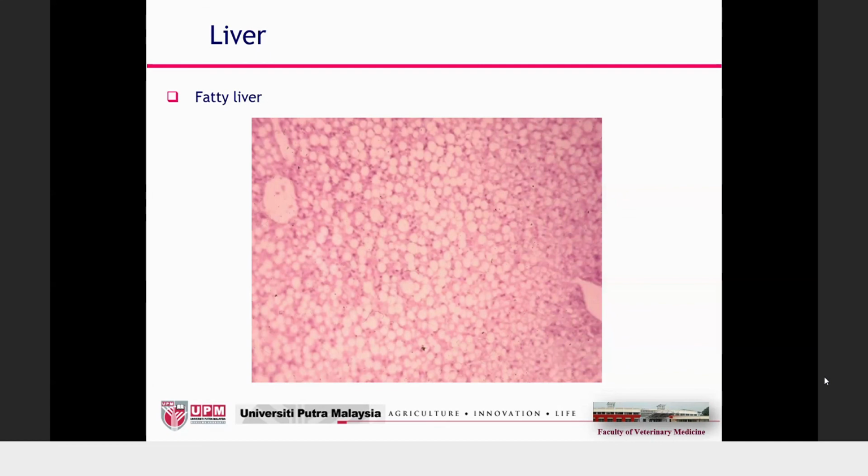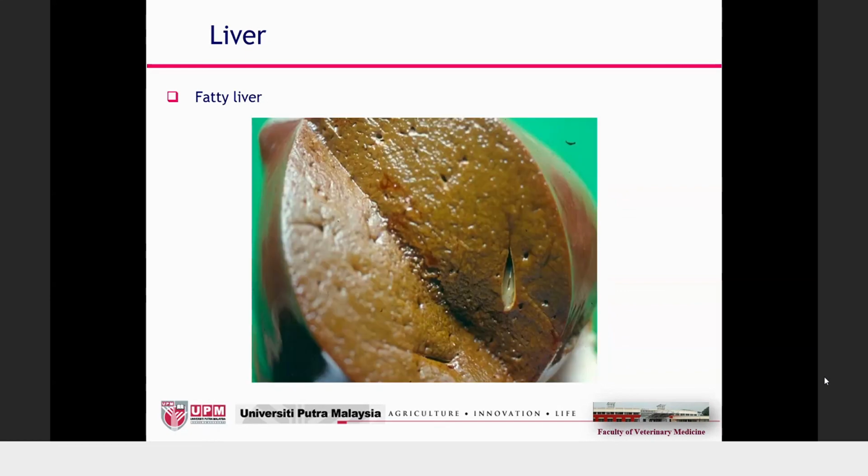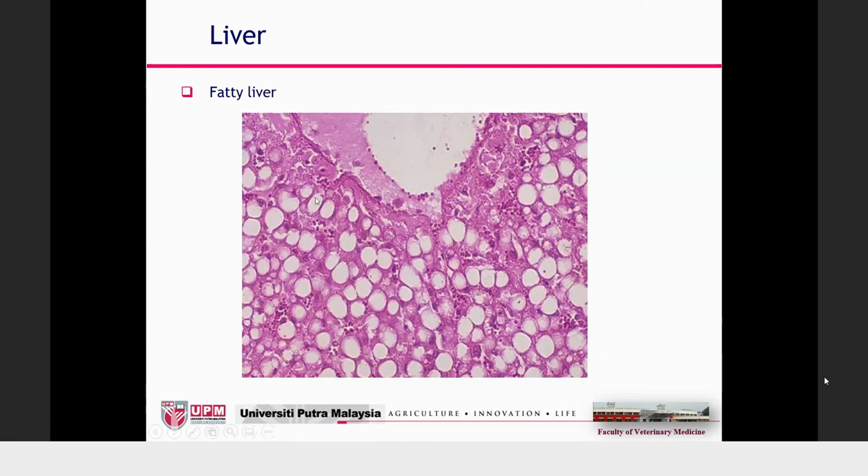If you want to see the fat, we need to do frozen liver tissue, not using the normal process, H&E, but you need frozen sectioning. And with this fatty liver, you can see how oily the liver is. Again, it's our case there. And this is how we can see the fat that has accumulated in the hepatocytes. Fatty liver can kill the animals. I think we discussed that last time during our lecture on Monday.